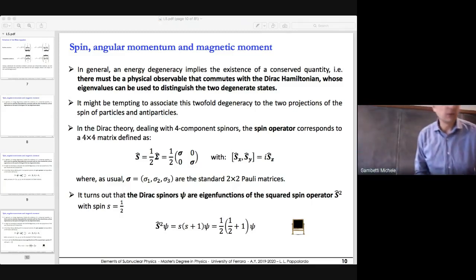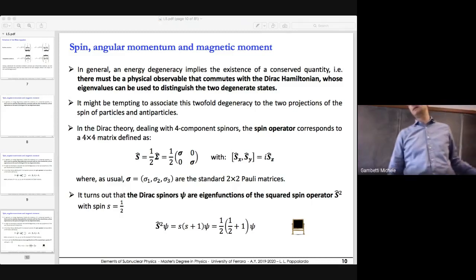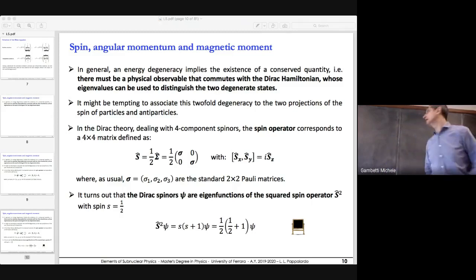So I will show you now that, in fact, any Dirac spinor is an eigenfunction of the squared spin operator, corresponding exactly to spin 1/2. So our squared spin operator, S squared, we apply this on our four-component spinor.